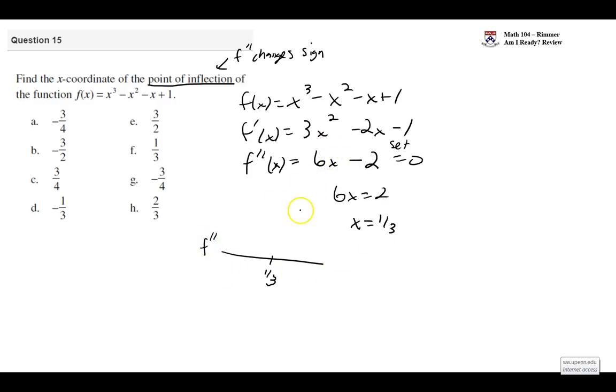This is a line. If you plug in something smaller than a third, it's going to be negative. But as soon as you plug in something larger than a third, it's going to be positive. Do a test value of 0 and 5, and you'll see that. So yes, you change sign at 1/3. x equals 1/3. That is the x coordinate. They don't want the y coordinate, they just want the x coordinate. And so 1/3 is the answer. Okay, that would be the end of part 3.